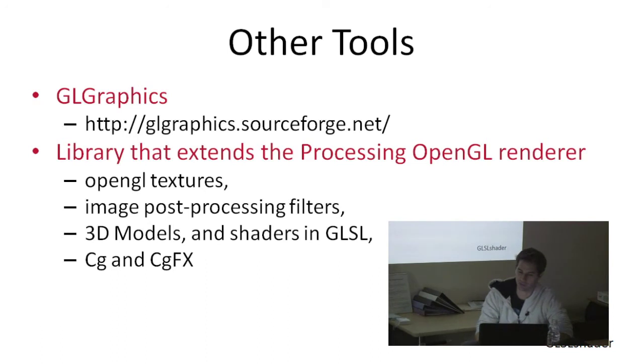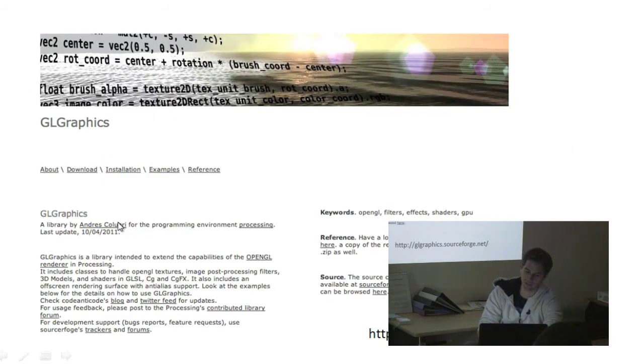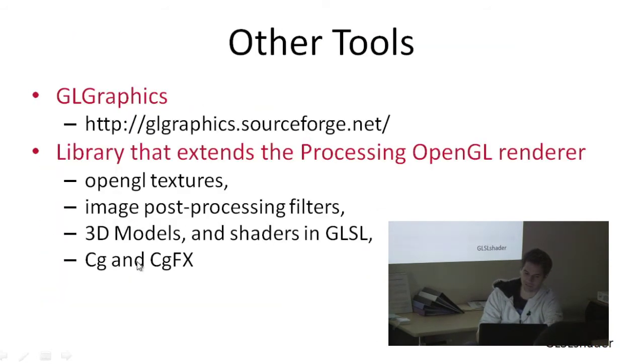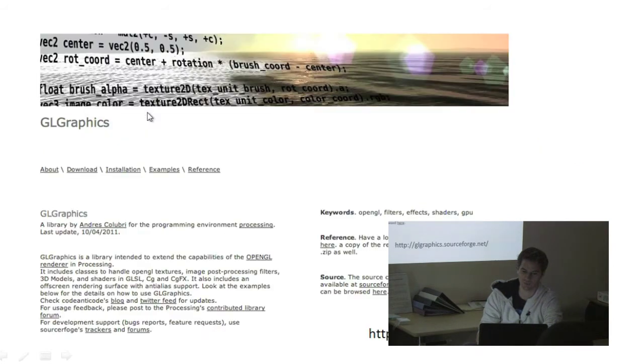Otherwise, there's a few other libraries you might want to use. GL Graphics is another OpenGL graphics library, like P3D, which provides OpenGL textures as well. We can do that through P3D anyway. It also offers post-processing filters, 3D models and shaders in GL shader language, and so on and so forth. So this is a little bit more powerful and possibly a better option than using the direct OpenGL calls, because somebody's done the work of making life a little bit easier for us. And that's its website there.